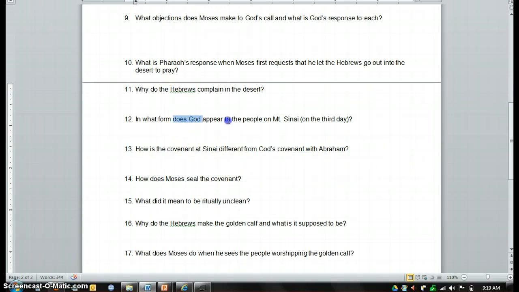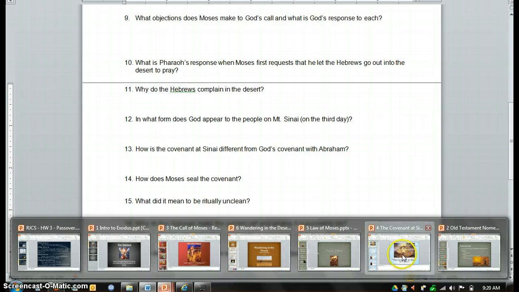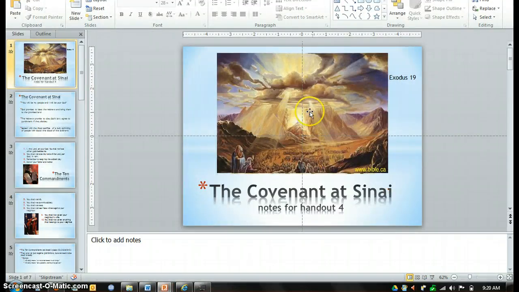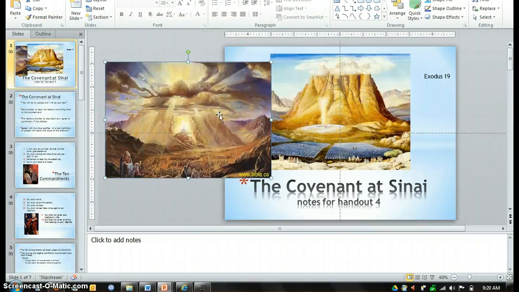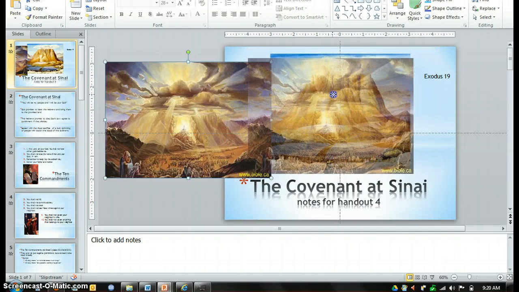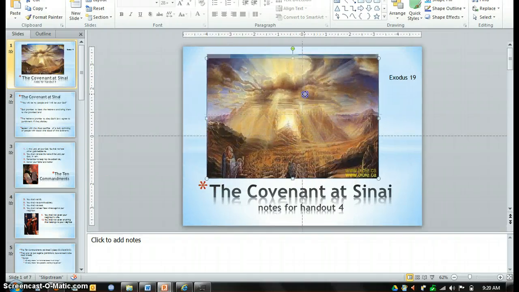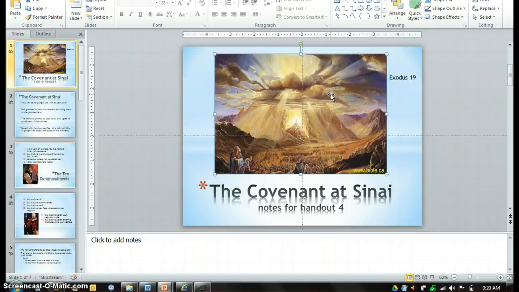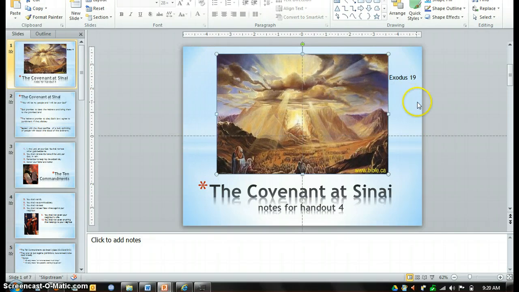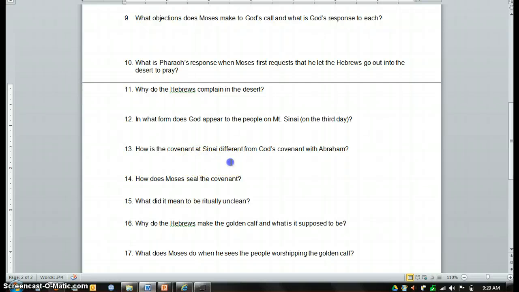What form does God appear to the people on Mount Sinai on the 3rd day? He appears, and I put a actually better picture here. I have 2 pictures here on this PowerPoint. This is the one that I showed you was this one. He appears as a cloud and like a thunderstorm, and the mountain starts erupting like a volcano, and it's pretty cool, actually. It's in Exodus 19. You can read about it there. But it says the thunder shook the mountain, and it was erupting, and there was light and clouds and a big old storm. It's pretty cool.